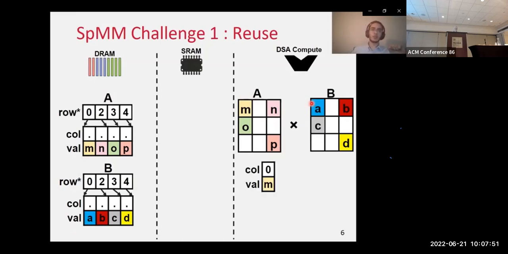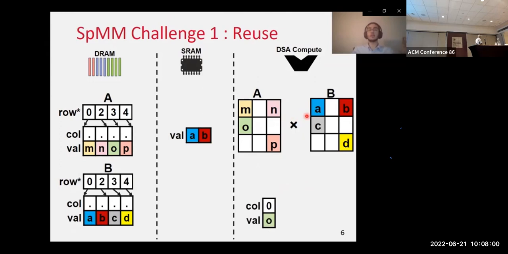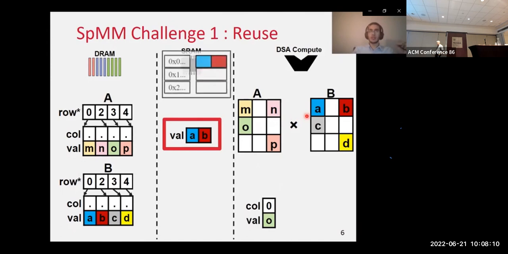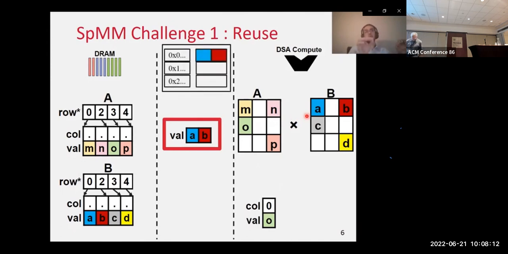First of all, as I said, matrix element A is using the same rows of B, and similarly, another matrix element is using the same elements again. So we have to have a mechanism to capture these kinds of reuses. So we have to replace the on-chip SRAM with a cache. Actually, all of the DSAs that we explored are using a caching structure in their design.